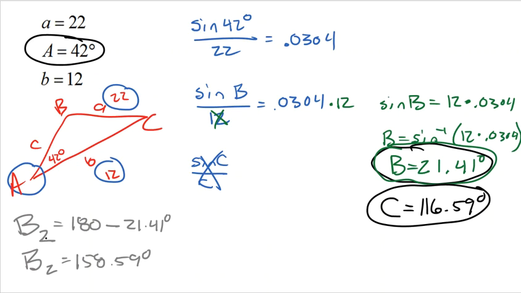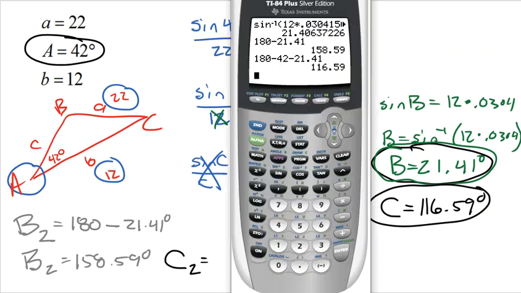Now I'm going to come over here. My second option for angle B was 158.59. What's my second option for angle C? Well, once again, we're going to go to the calculator because I already know A is 42 degrees. So I'm going to take 180. I'm going to subtract 42 degrees. I'm going to subtract the second potential value for angle B, 158.59, and I get negative?